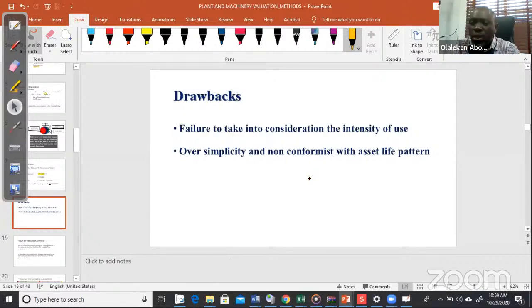Oversimplicity to conform with the reality of the life pattern of the asset. Okay? So, with that, we come to the end of the straight line method.